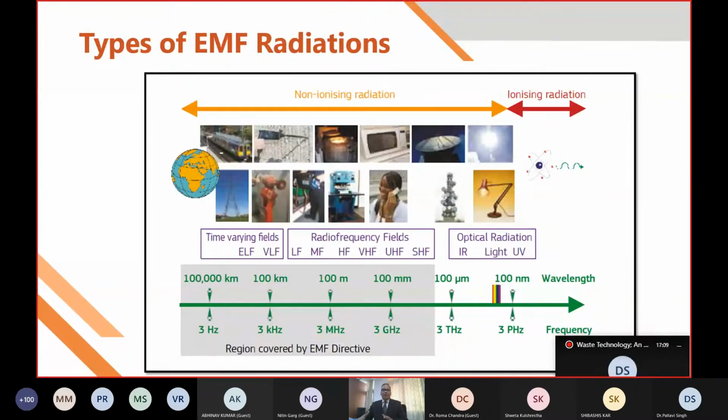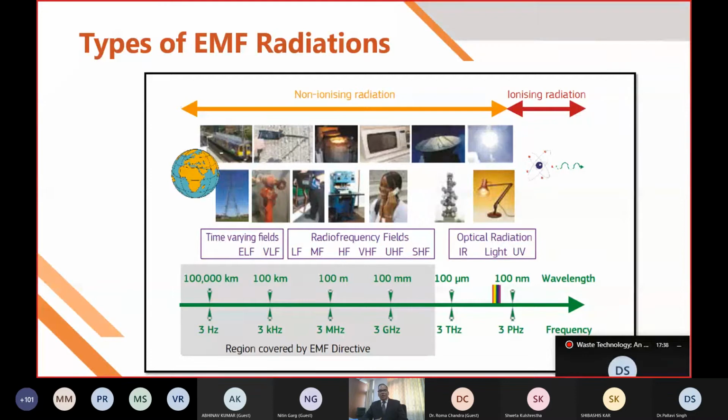So basically we are scared of ionizing radiation. That is why we have made a number of regulations. Bhabha Atomic Research Centre is there to put out advisories for ionizing radiation. We do not bother about non-ionizing radiation, which is very much a concern these days.